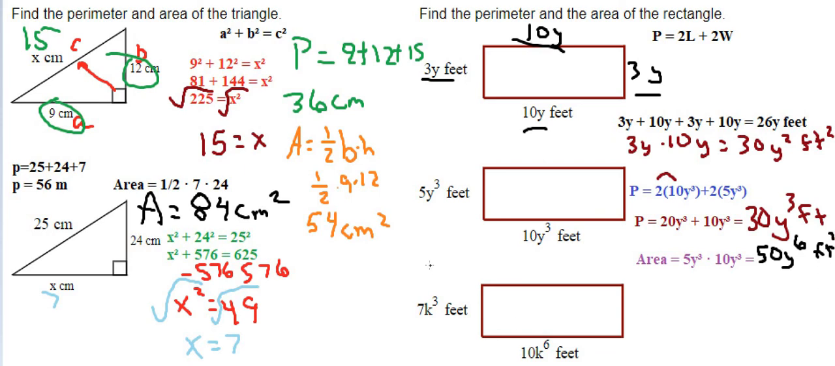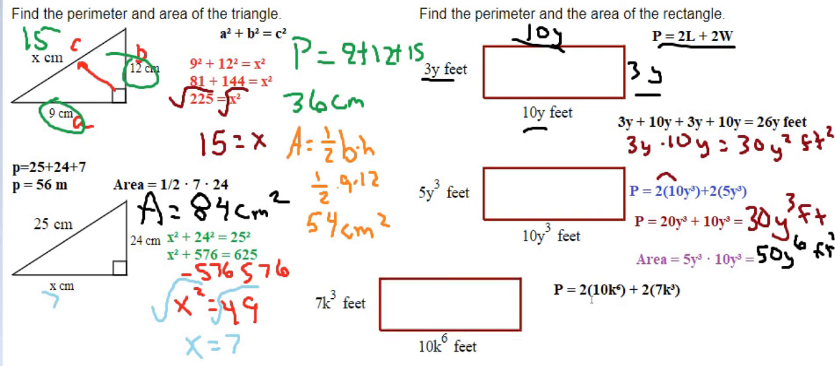And the last one, we have 7k to the third plus 10k to the 6th. Notice that the exponents are different. So when we use P equals 2L plus 2W, we have 2 times 10k to the 6th plus 2 times 7k to the third. 2 times 10 is 20, and 2 times 7 is 14. So we end up with 20k to the 6th plus 14k to the third, and we can't add those. We can't combine them because they have different exponents. And we should just say, might want to put that in parentheses and then write feet there to indicate that that's the perimeter, so the perimeter is one dimension.